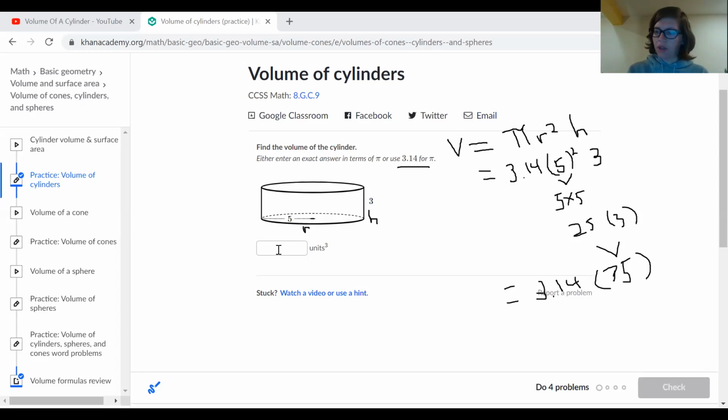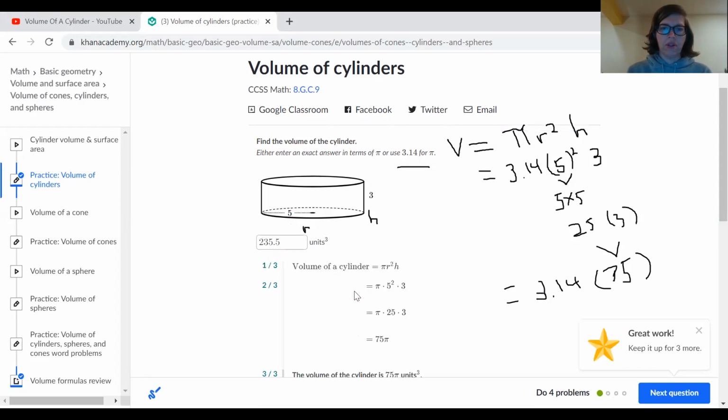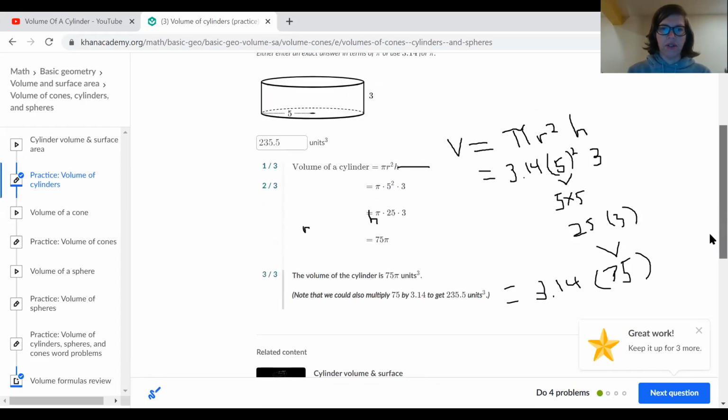All right, so hopefully you got 235.5 cubic units. So let's check to see if that is right. They'll show us here again, just so you can see it again. Here is a step-by-step.